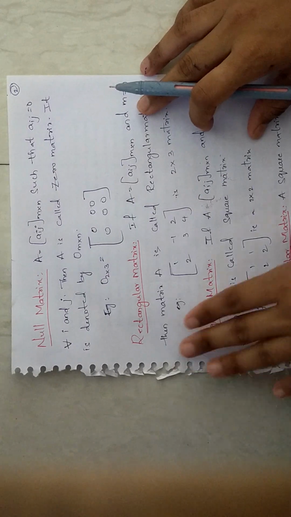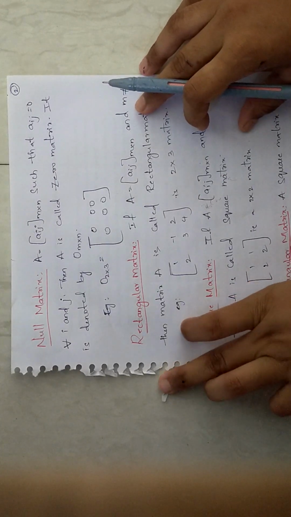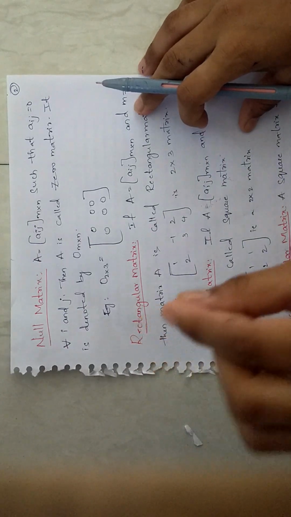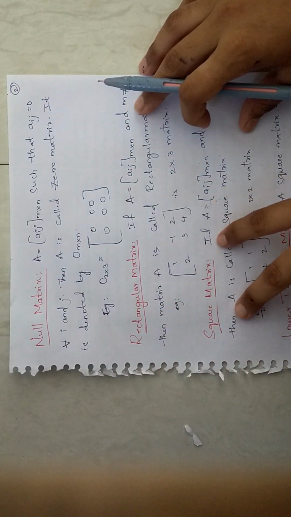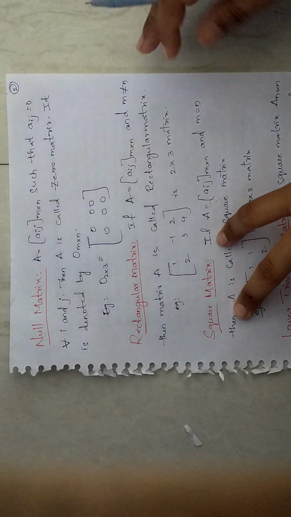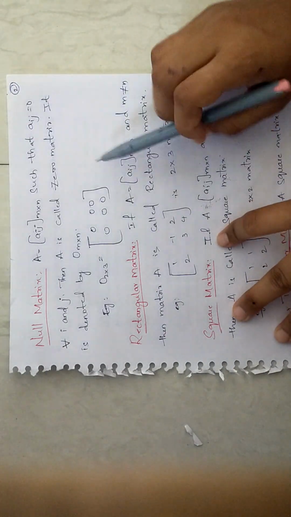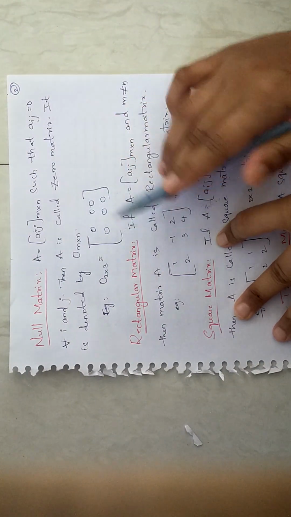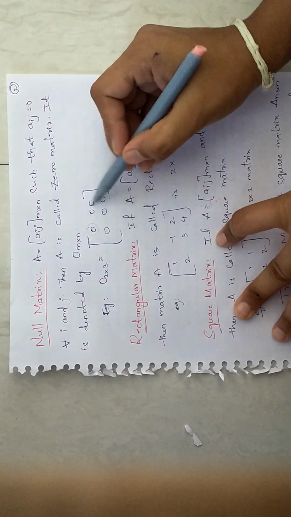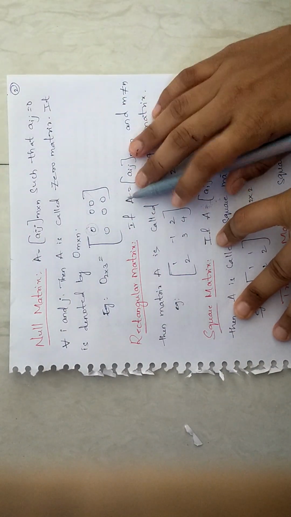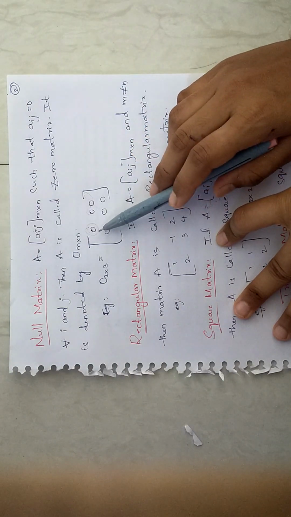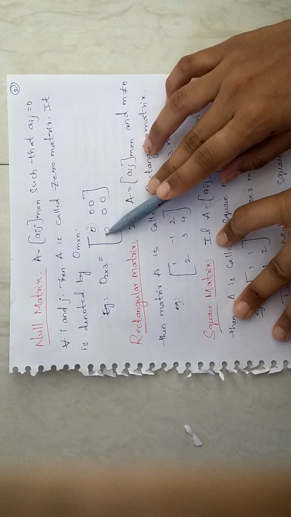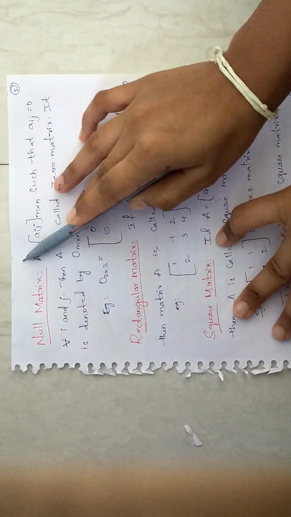Null matrix. The name itself tells that the matrix contains null values. Basically, null means we denote it with 0. So here null matrix means 0, right? What are elements? Each position digit or number is called an element. If all these elements are zeros, then we say it is a null matrix.